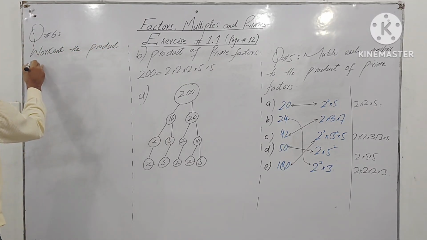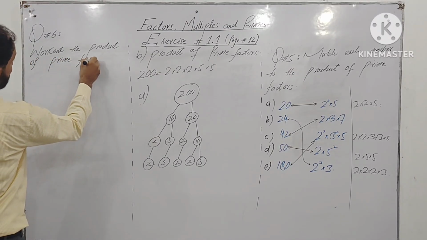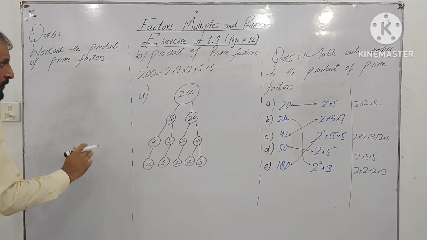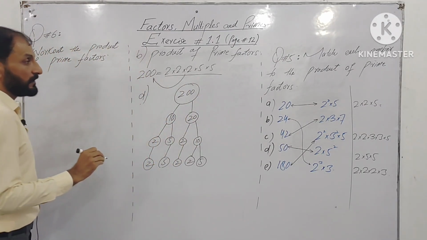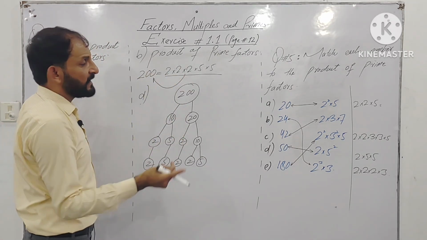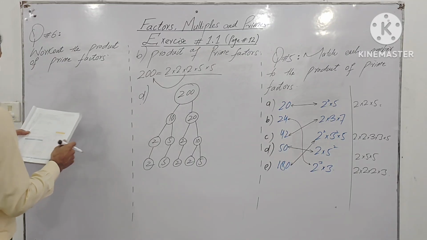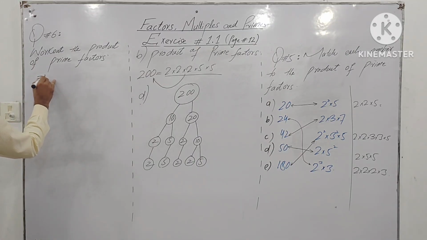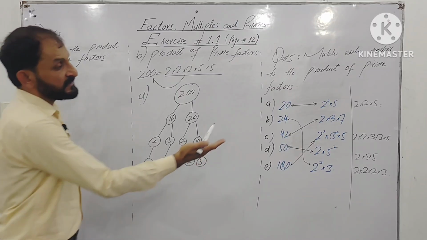Work out the product of prime factors. Now the prime factors are given, we have to find out the product. The simple criteria is we have to just multiply them. I hope you can easily find out. The first question is 3 square multiply by 5 multiply by 7. This is the same criteria.